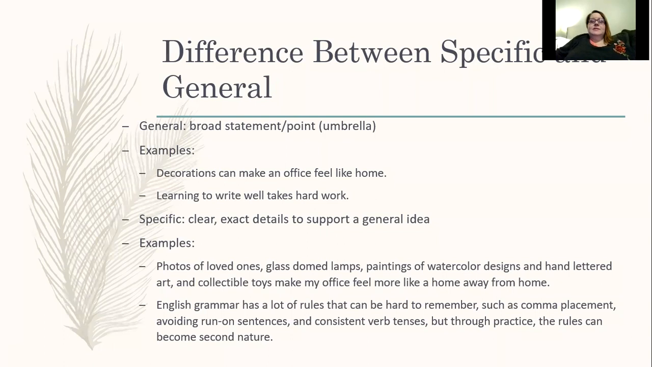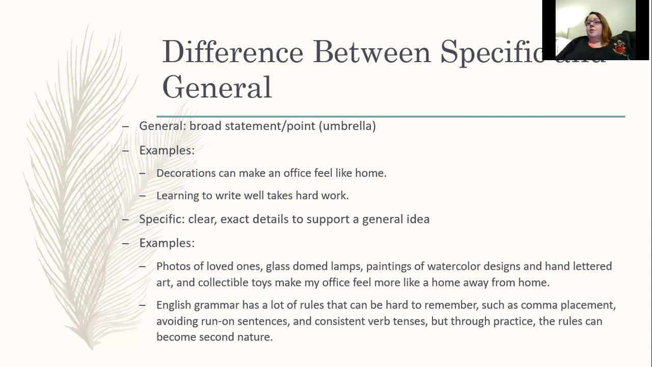Specific points, those are used to support general ideas. So if I say decorations can make an office feel like home, then I could say photos of loved ones, glass domed lamps, paintings of watercolor designs and hand lettered art, and collectible toys make my office feel more like a home away from home.